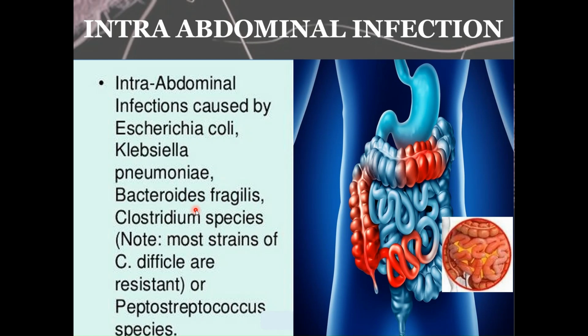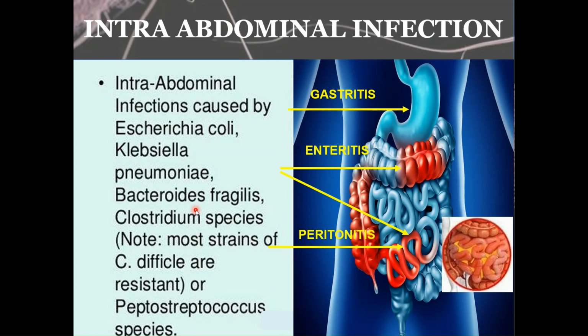Intra abdominal infection. Intra, we know, means inside, and abdominal infection. This infection is generally caused by E. coli, Klebsiella pneumoniae, and Bacteroides. If it occurs in the gastric area, that is our stomach, we call it gastritis. If it affects our small and large intestine, we call that enteritis. If it affects the layer of the small intestine, we call it peritonitis. And if it affects the appendix, we call it appendicitis.